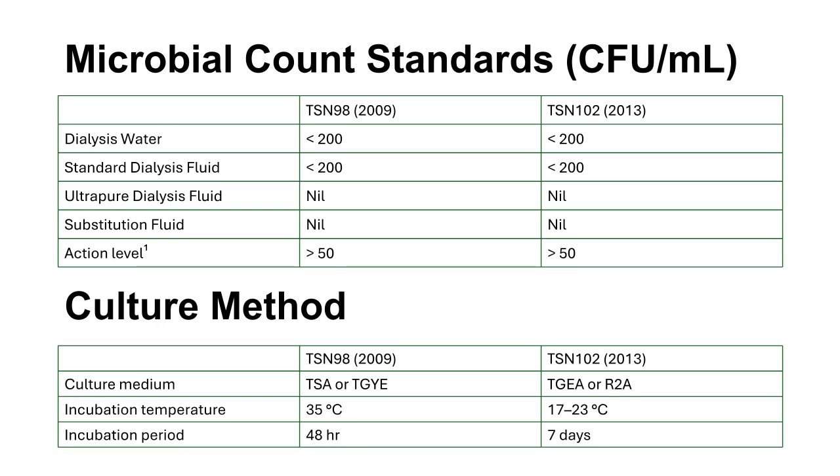Now about the culture method. Earlier guidelines used higher temperature, 35 degrees Celsius, for 48 hours, but the updated TSN102 changed to lower temperature, 17 to 23 degrees Celsius, for 7 days, because this method is more sensitive and can detect more slow-growing bacteria.